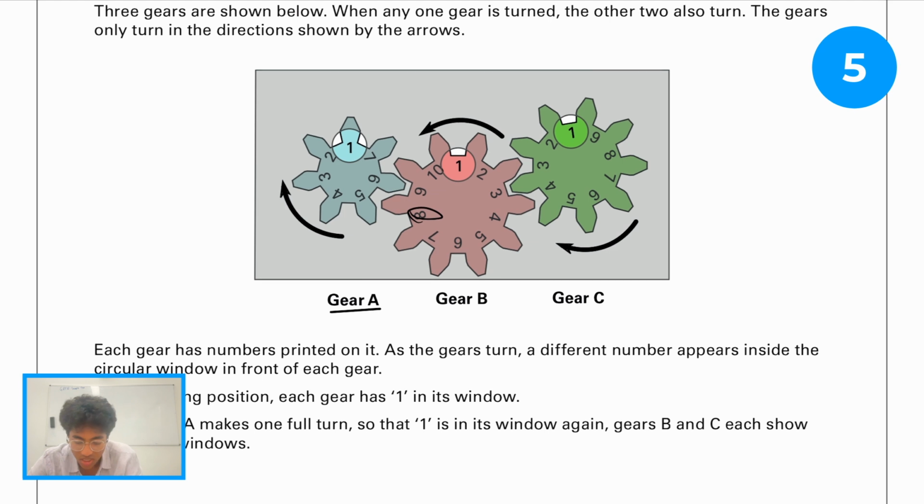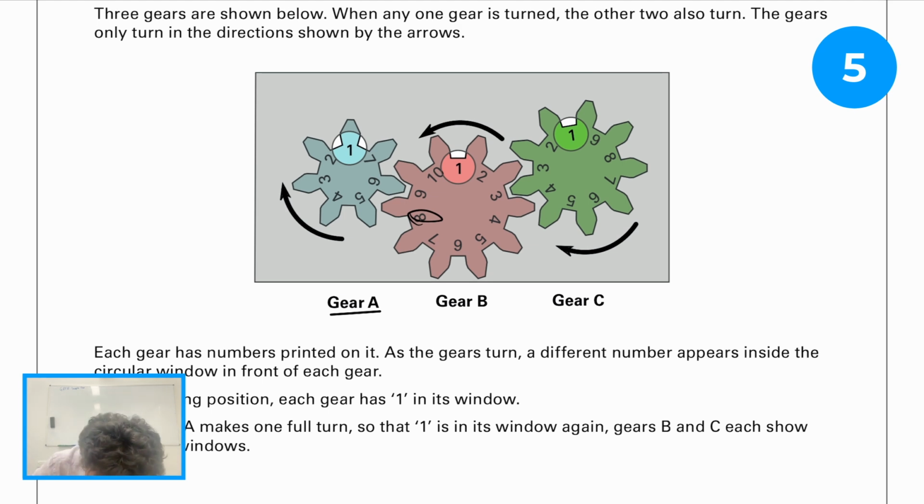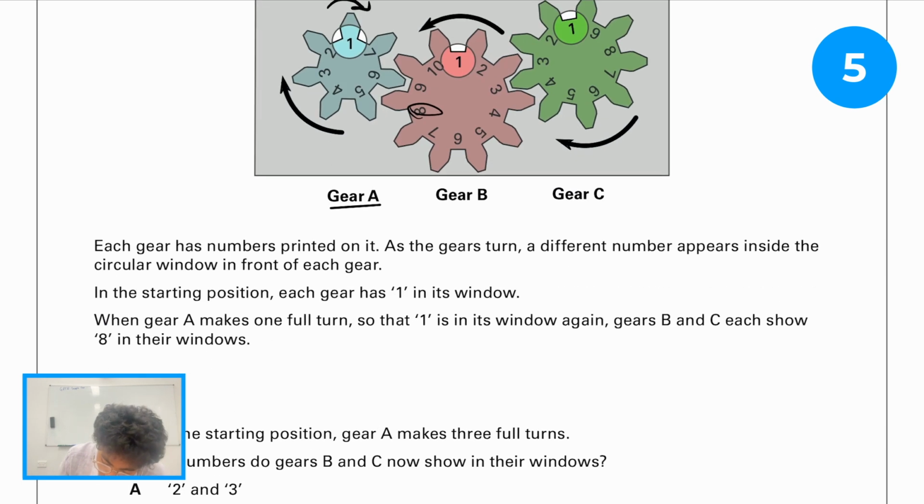So let's see. Gear A to go all the way back is 1, 2, 3, 4, 5, 6, 7. Imagine in your head, we're moving this way. So we go 1. So we have to see how many turns to get all the way back, right? 1, then 2, then 3, then 4, then 5, then 6, then 7. We need 7 to get all the way back, right? So that means gear A makes 3 full turns. That means we've made 21 turns, right?